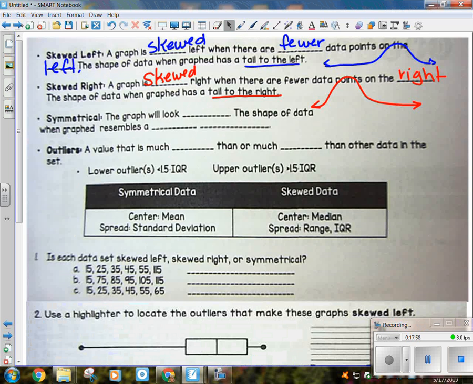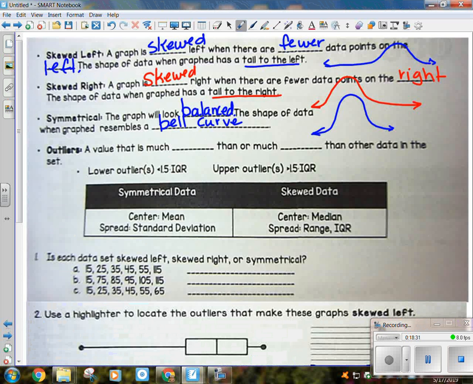Symmetrical. Okay, the graph will look balanced or even. That would be a word that would apply too. The shape of the data when graphed resembles a bell curve. A lot of times in the stats class when I had it in college, it looks like a normal, perfectly shaped bell curve. It goes up, and the tail on the left pretty much matches the tail on the right, and it's even in the middle. So we don't have it stretched out on either side.